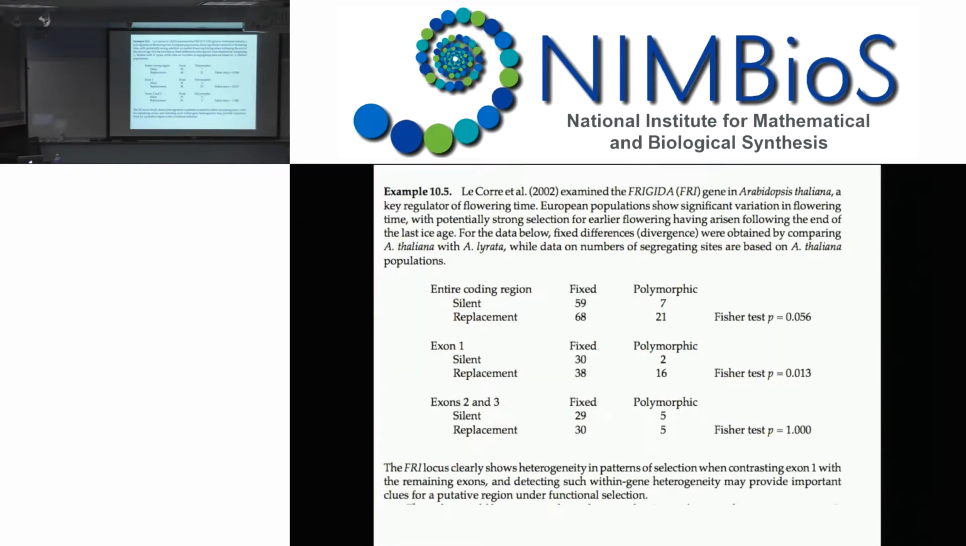How could we interpret these results? Well, one way you can interpret the results is if I have a relaxation of selective constraints, that could give me a positive signal.